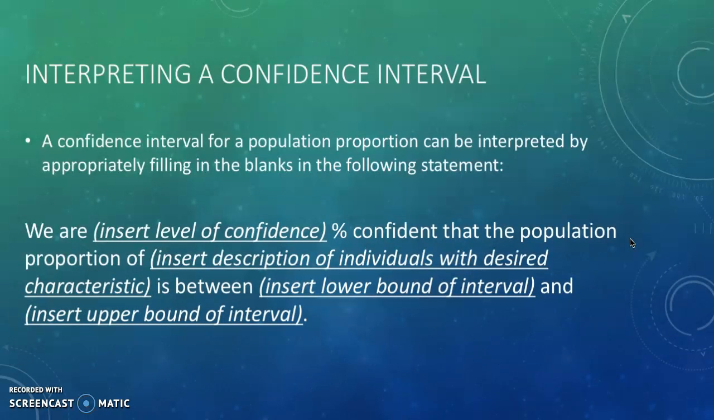To interpret the confidence interval, to make it a little bit easier for you, I'm giving you a formulaic way to write an interpretation of a confidence interval. You basically want to say I am, or we are, some level percent confident that the population proportion of, describe your individuals and what characteristic you're looking for, is between your lower bound and your upper bound. Kind of like what I said earlier, I was 90% confident that the population proportion of students who pass Intro to Statistics with an A is between 0.18 and 0.35.